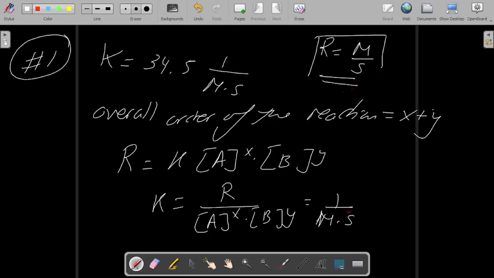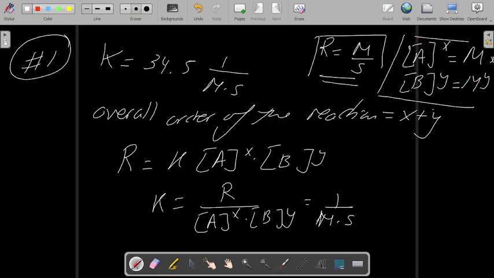So what is going on here? There's an extra something. We will see. Let's keep reasoning this through. What else do we know? We know that concentrations are given in molarity. So the concentration of B to the Y is also going to be a molarity. Molarity to the X and to the Y for each one of them. So far, so good.